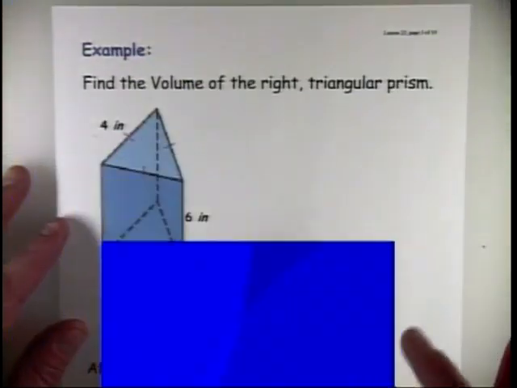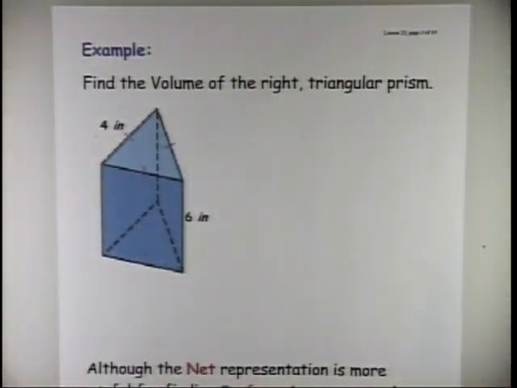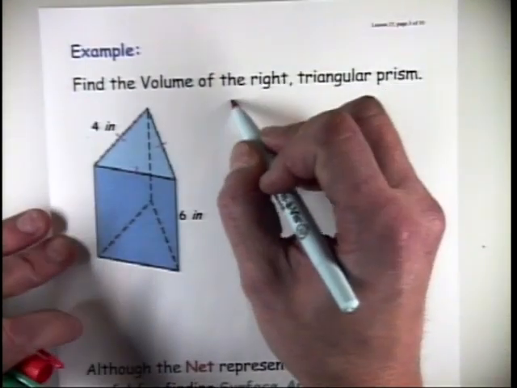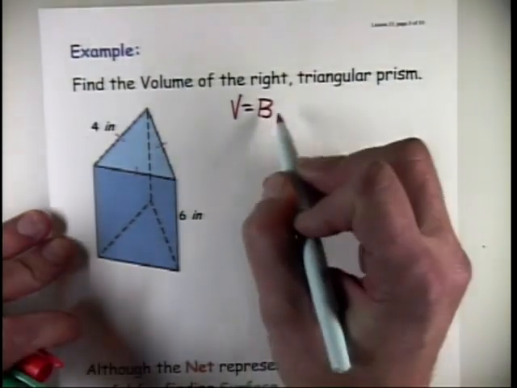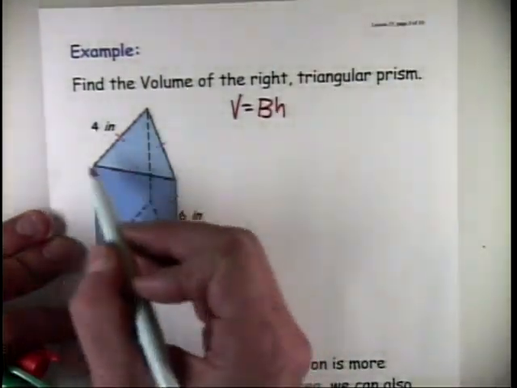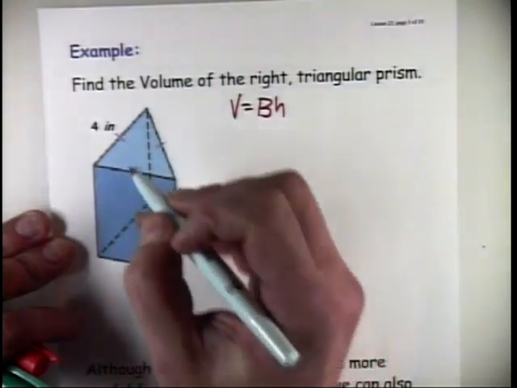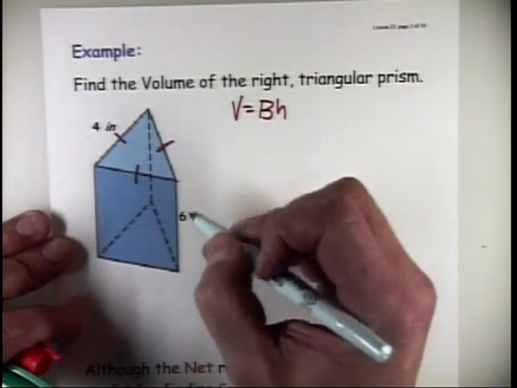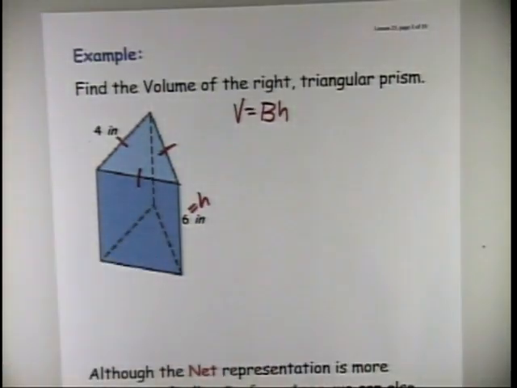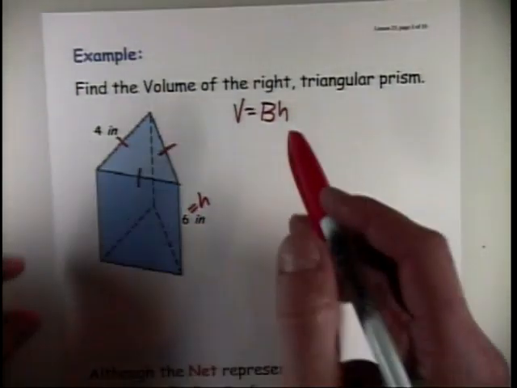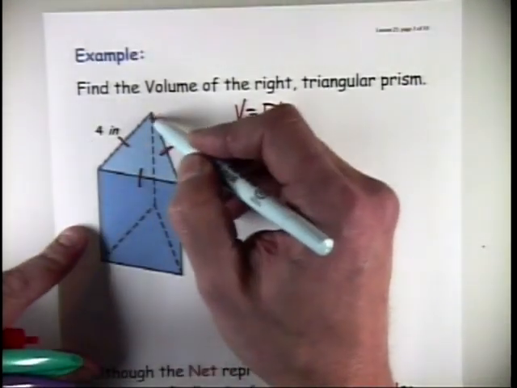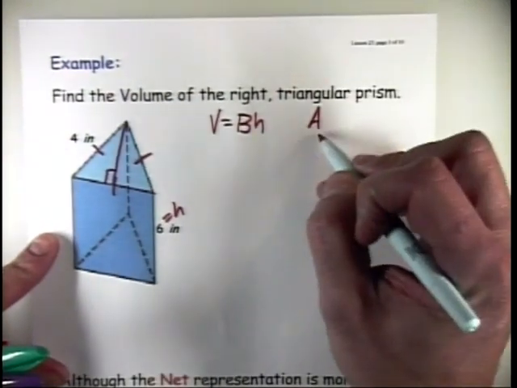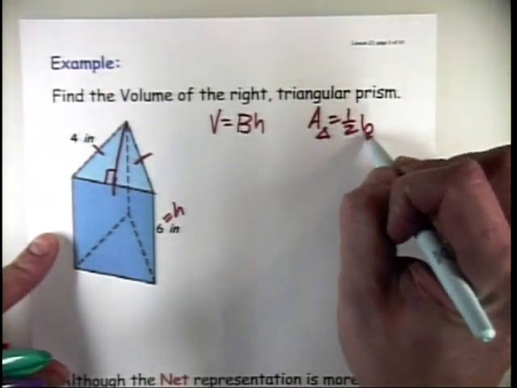Let's look at an example. This is one of the same diagrams from last time, but we're going to find a different quantity. We want to find the volume of this right triangular prism. Well, we know the volume of a prism is the area of the base, B, times the height. Notice the quantities that I'm given. It looks like this is an equilateral triangle for the base, and it shows that the side connecting the two bases is 6, so I know that's my H. So I need to find the base and the height of this triangle, so I can use the formula for the area of a triangle, which I'll write off to the side here. The area of a triangle is 1/2 the base times the height.